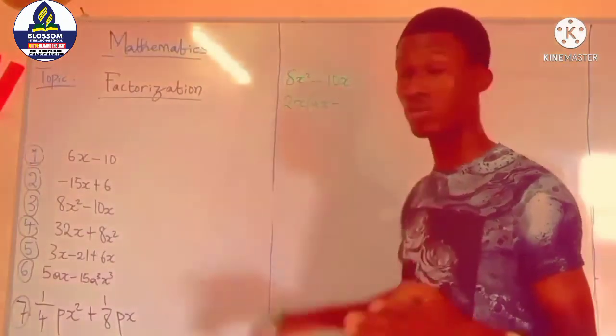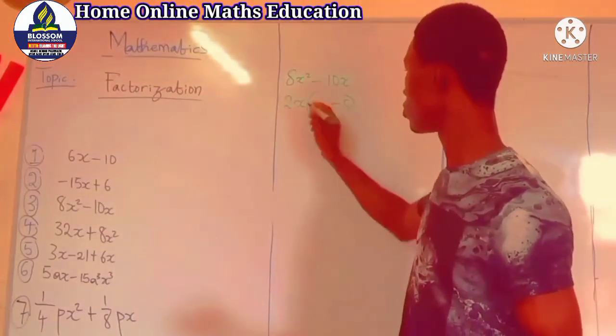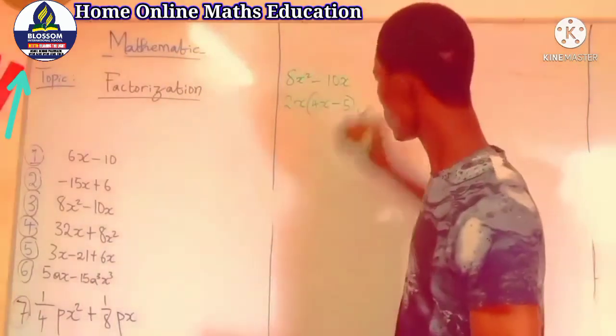What are we going to multiply with 2x to give us 10x? And that value is 5. So that is it for number 2.